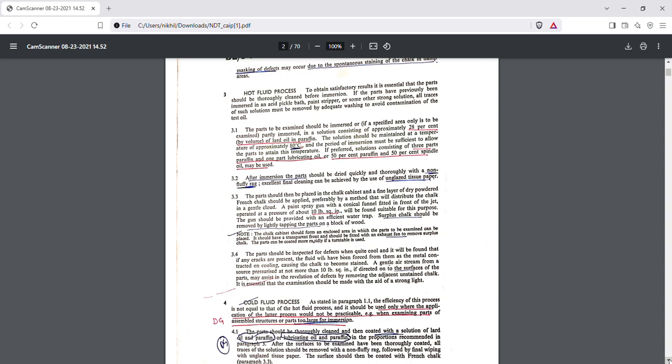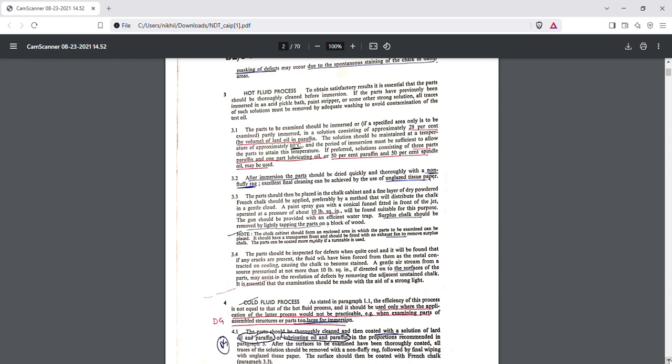Note: the chalk cabinet should form an enclosed area in which the parts to be examined can be placed. It should be fitted with an exhaust fan to remove surplus chalk. The parts can be coated more rapidly.